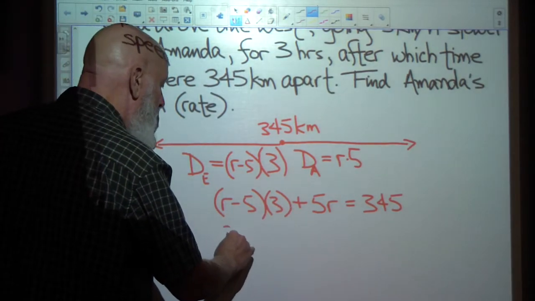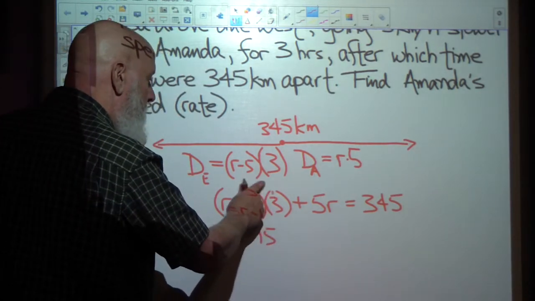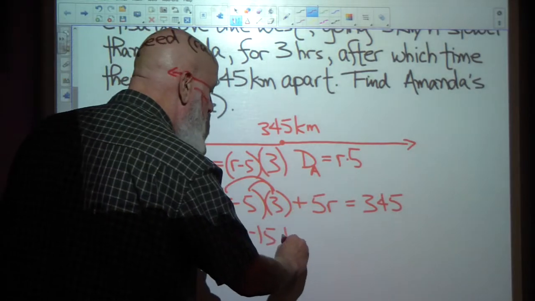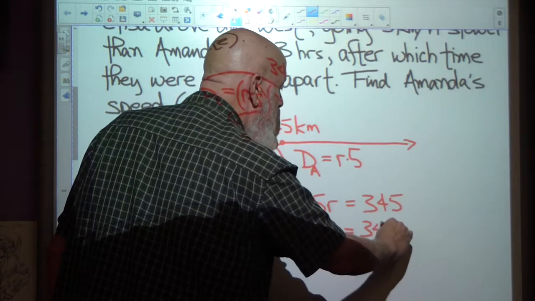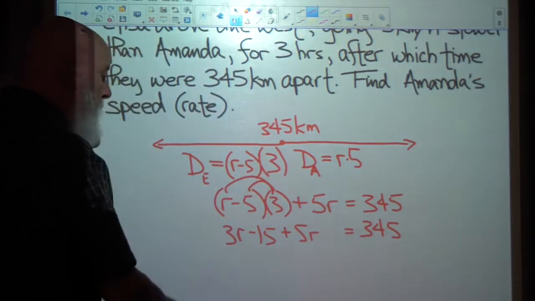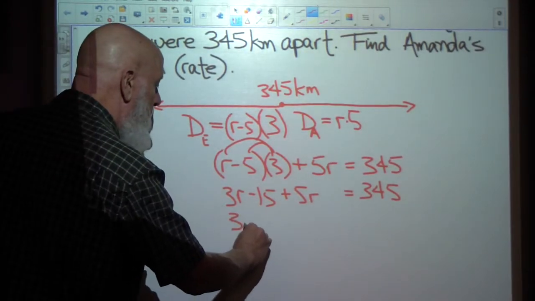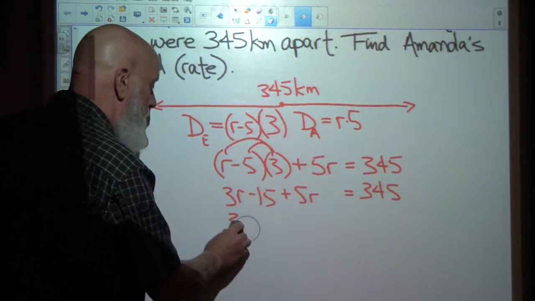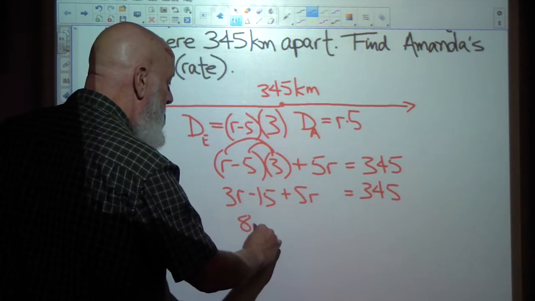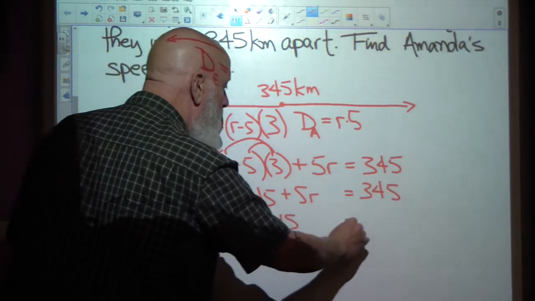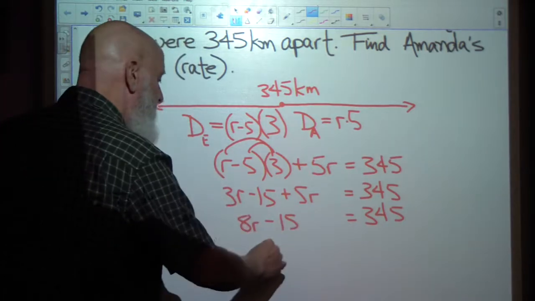This is going to be 3R minus 15. I just distributed the 3, plus 5R is equal to 345. I'm going to combine these like terms, 3R plus 5R. 3R plus 5R is 8R, minus 15 is equal to 345. I'm going to add 15 to both sides.